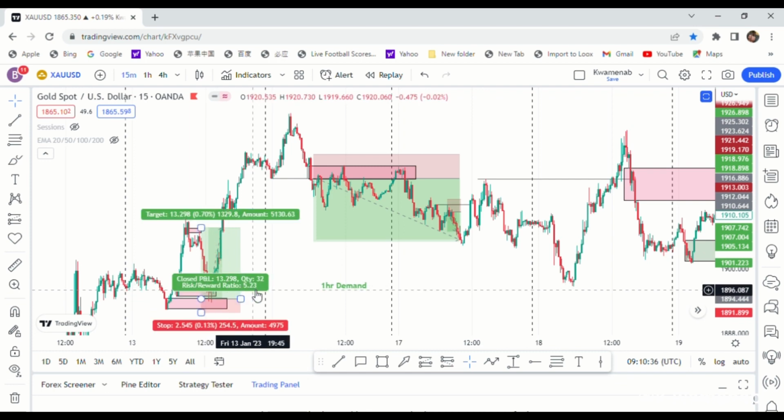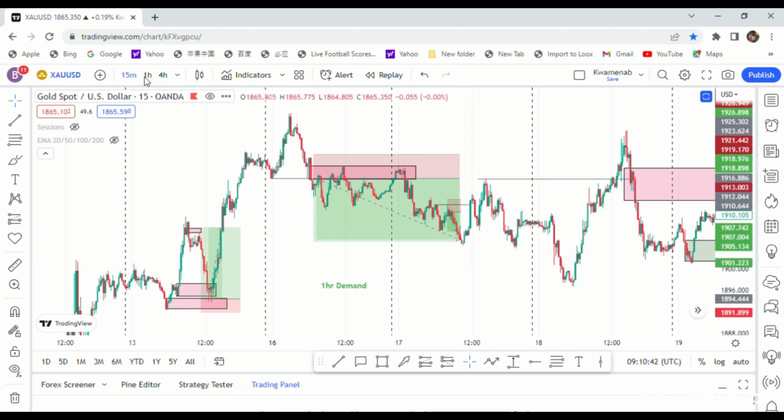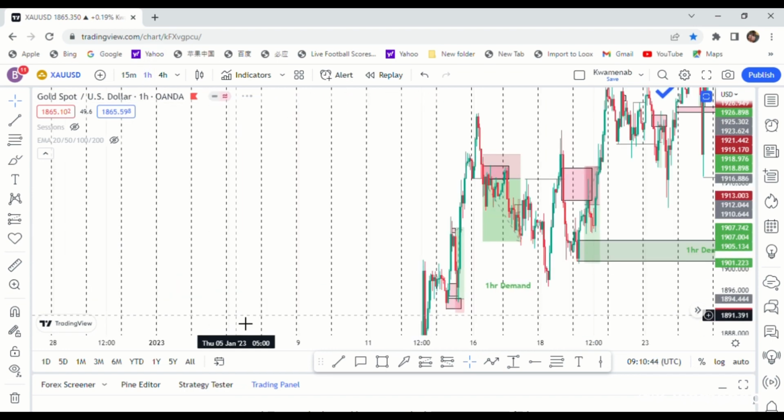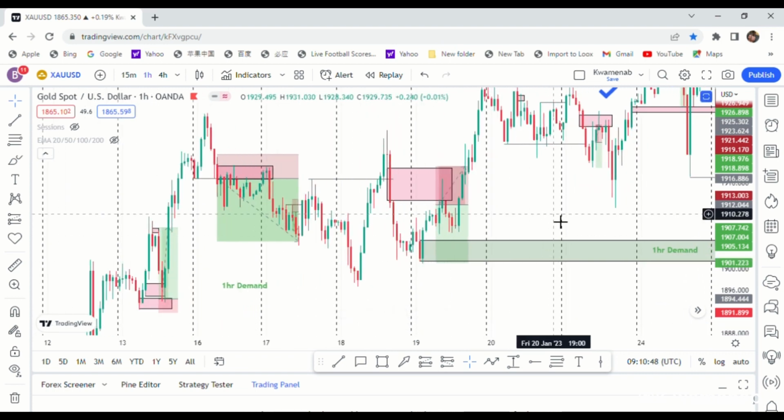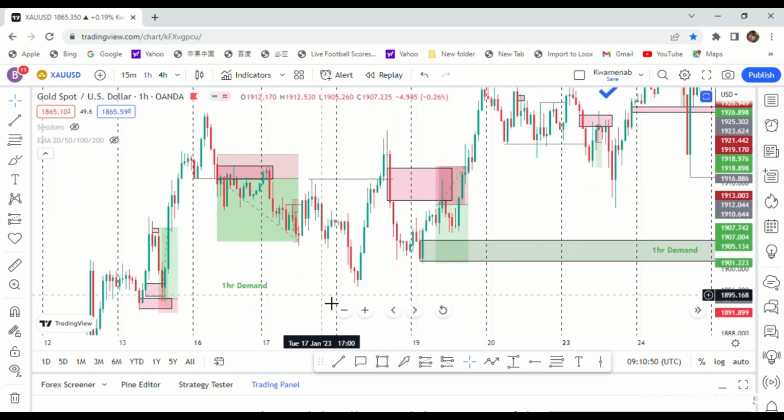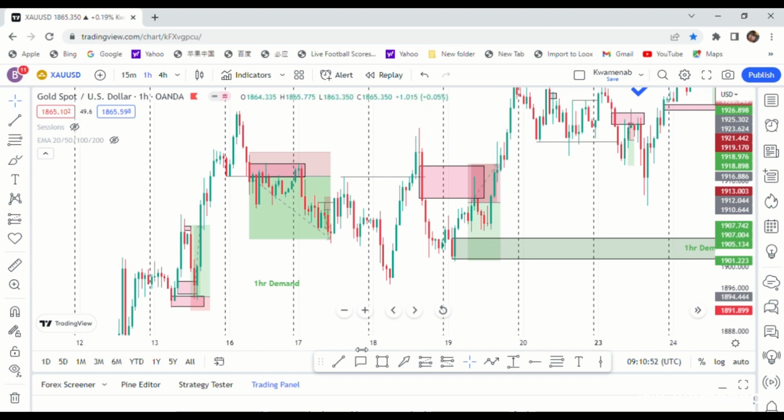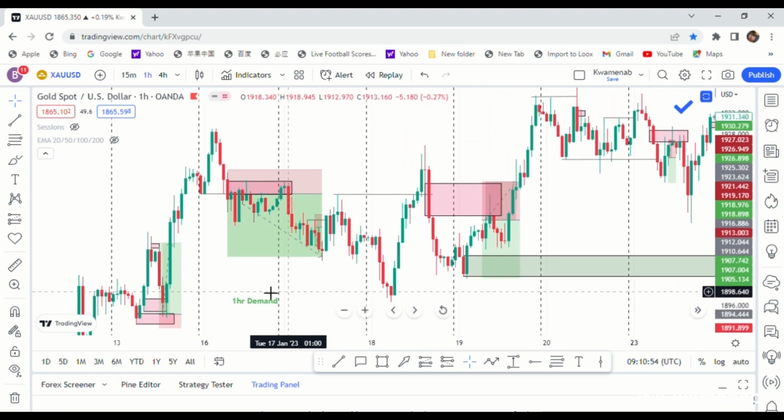So when you're on the 1 hour time frame, you know what? Let's go to the 1 hour time frame. Let me show you. This is Friday 13th. So let's go to 13th Friday, January. Okay, correct. This is it. So the real move started from here.